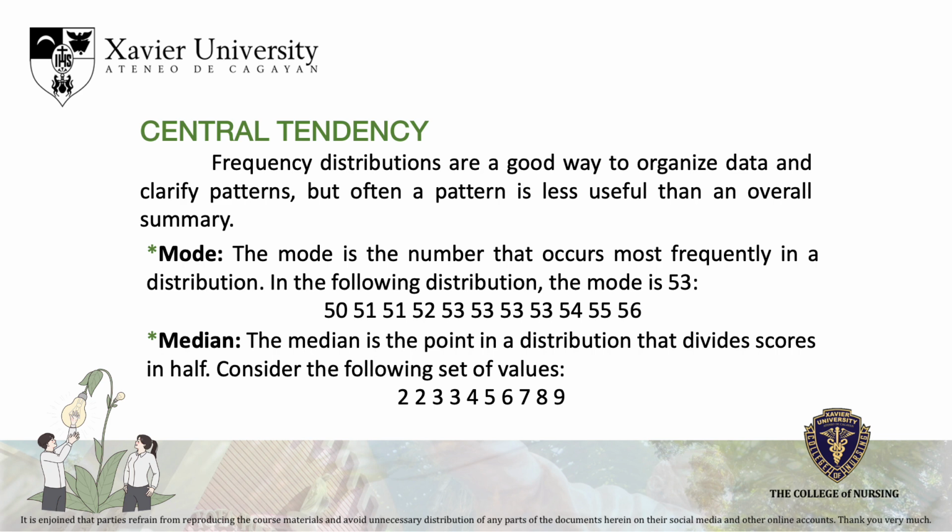For the median, the median is the point in a distribution that divides scores in half. Consider the following set of values: 1, 2, 2, 3, 3, 4, 5, 6, 7, 8, 9. The value that divides the cases in halves is midway between 4 and 5, and thus 4.5 is the median. For the patient anxiety scores, the median is 24, the same as the mode.